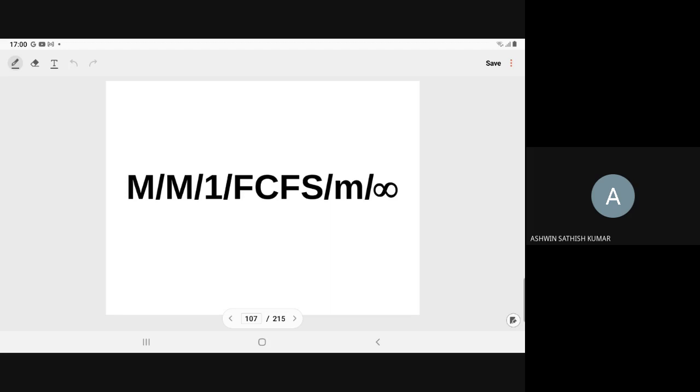Okay, thanks. So in the morning we have covered the M/M/1 FCFS infinity, infinity, infinity model. That is the single server model. Now the next model is M/M/1 FCFS M/infinity. So what is the meaning of this? It shows that we have the infinite population.